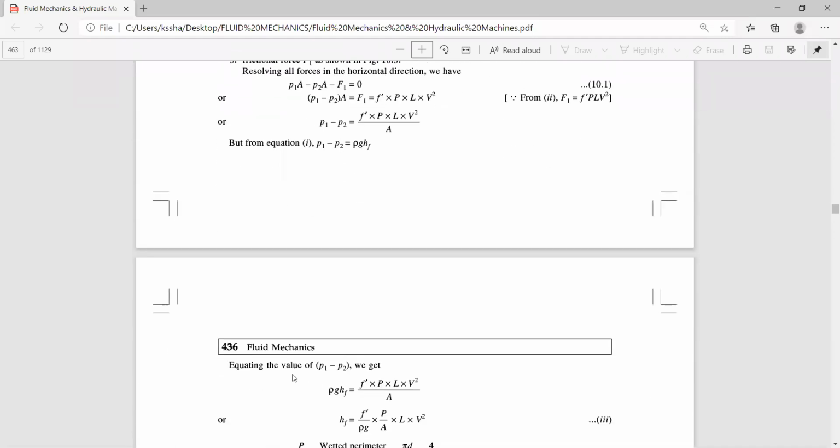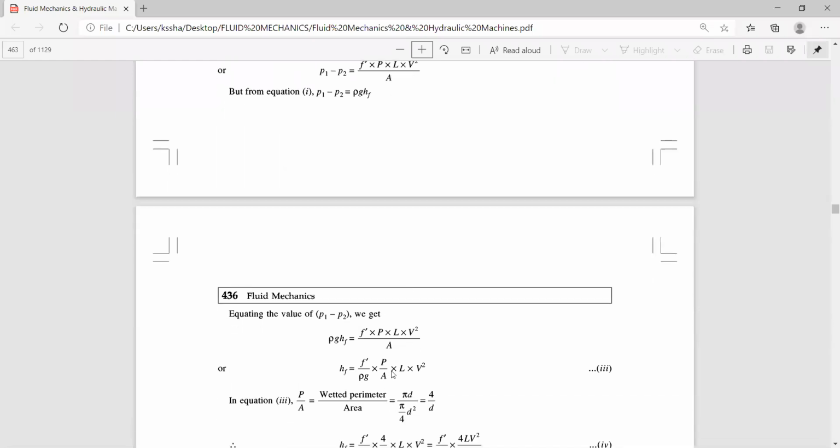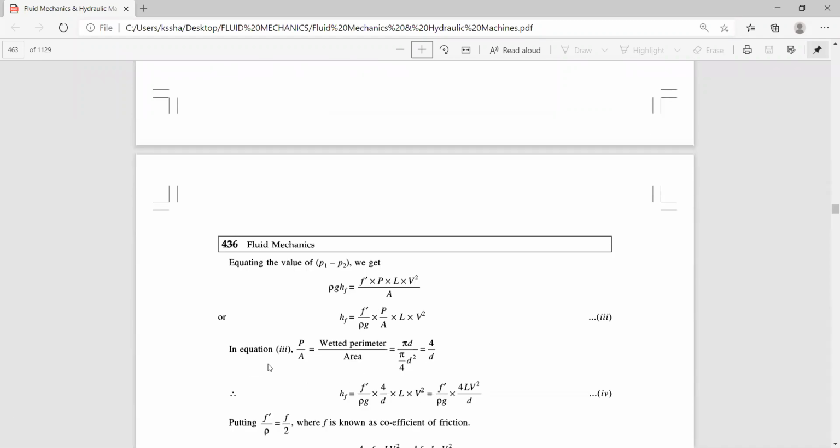So now, equating the value of P1 minus P2, in place of P1 minus P2 what can we write? Rho g HF is equal to F dash into P into L into V square divided by A. Or your HF will be equal to F dash by rho g into P by A into L into V square. Now in equation 3, we will calculate the value of P by A, that is wetted perimeter by area. Your wetted perimeter is given by pi into d. Area is normally given by pi d square by 4.